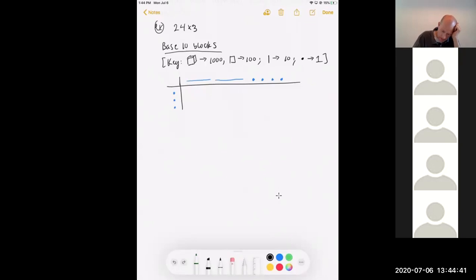So I'm going to label this one. It's my 24. 24 can be thought of as 20 plus 4 as well. Okay, so I'm just going to break them up a little bit. And that's my 3. Okay. Now we're going to draw them in.